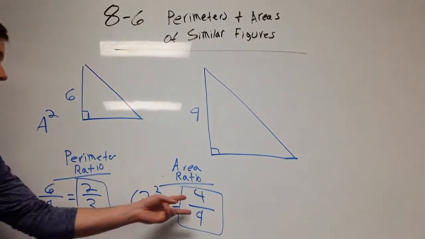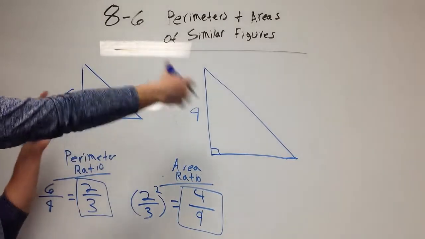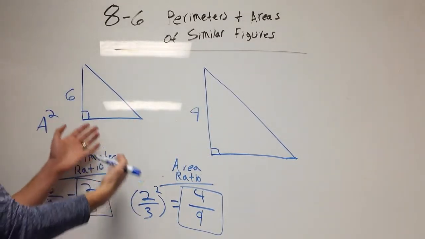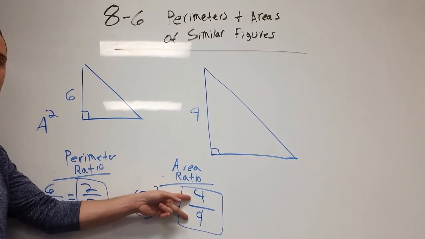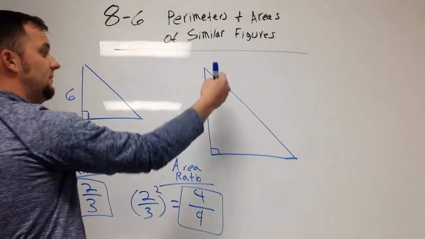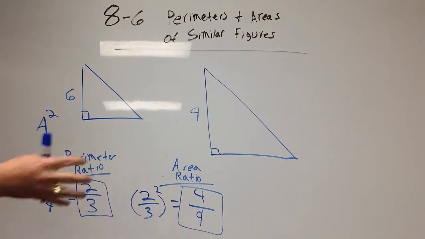So then I could use this to help me find the area later. So let's say I knew the area of the smaller one, then I could use this ratio to help me find the area of the bigger triangle. So it works back and forth, okay?